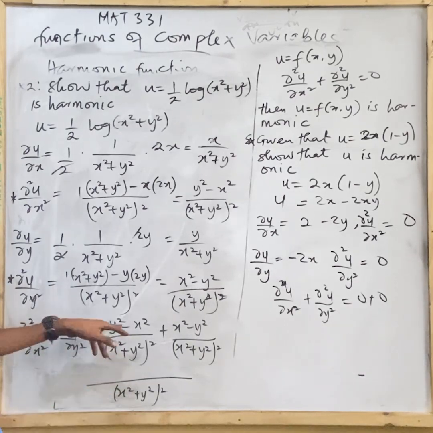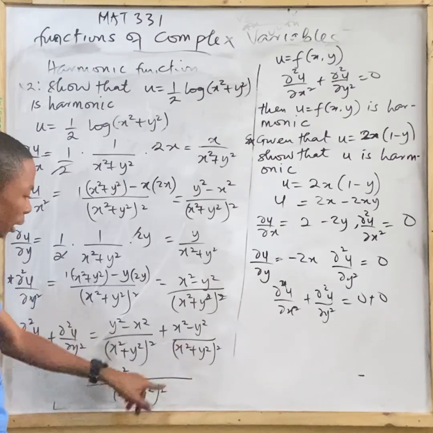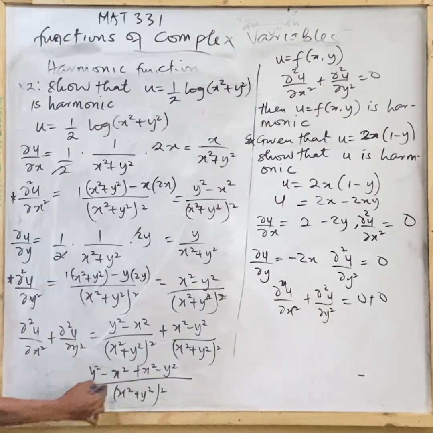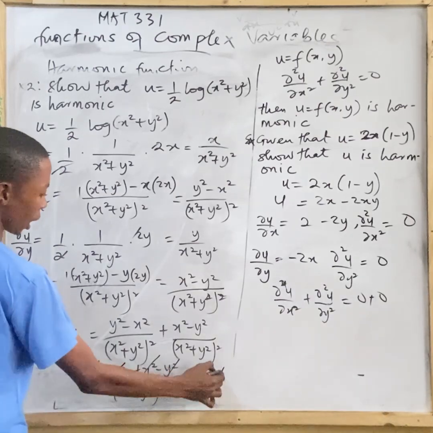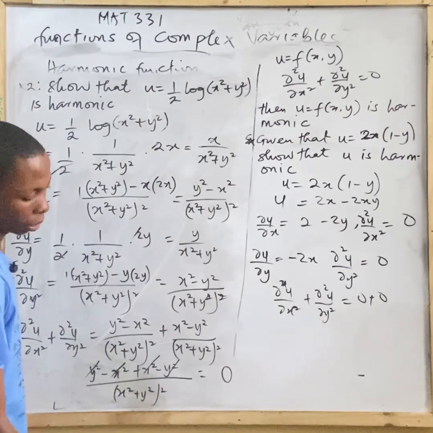In this one, 1 times y squared minus x squared, and this, that's a plus x squared minus y squared. So x squared removes x squared, y squared cancels y squared. So everything is now 0. It means that the sum of the two partial derivatives gives us 0, which means that this function is harmonic.